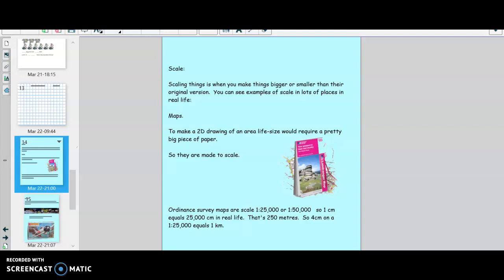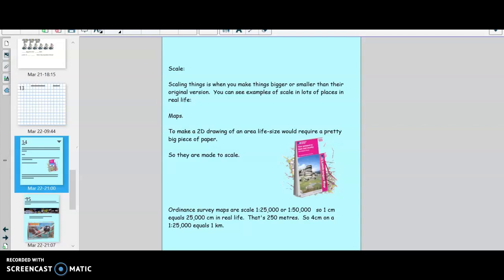Today, year fours and fives, we're going to learn in maths all about scale and scaling. Now, scaling things is when you make things bigger or smaller than their original version. And you can see examples of scale in lots of places in real life.